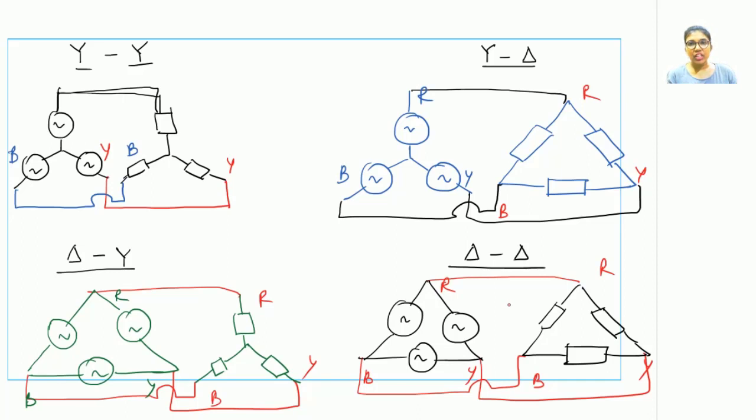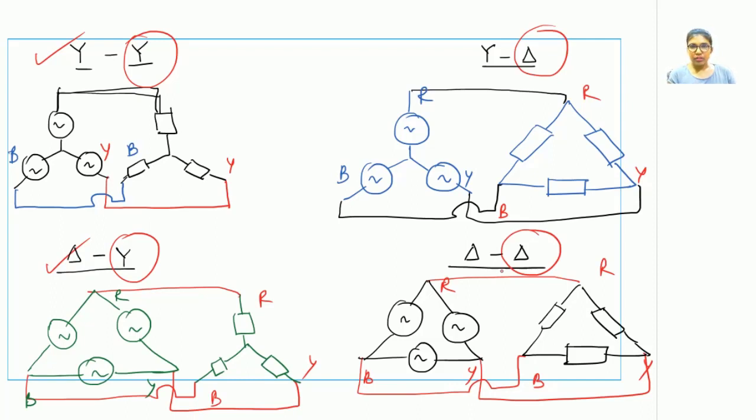You do not have any other connection apart from that. Since you have got two types of connection, you will have two types of sources. You can see here, sources can be either star or delta. So with the star source, you will have again two types of connection: one with the star load, one with the delta load. And with the delta source you can have a star load and a delta load.